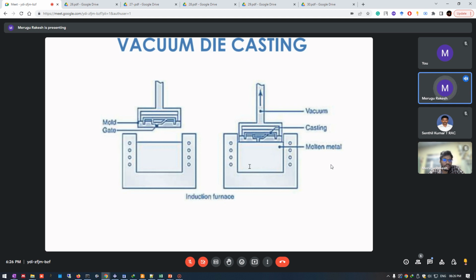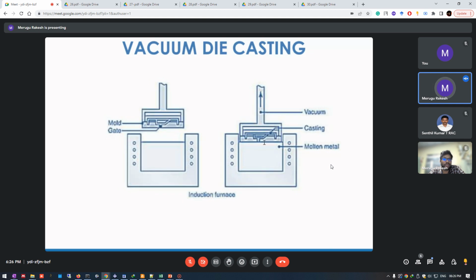So what is the use of this? Any entrapment of gases will be avoided completely, because we are creating a vacuum. Whatever gases are present will go off. There will also be no turbulence in the metal. So those are the two big advantages of using vacuum or low pressure die castings.